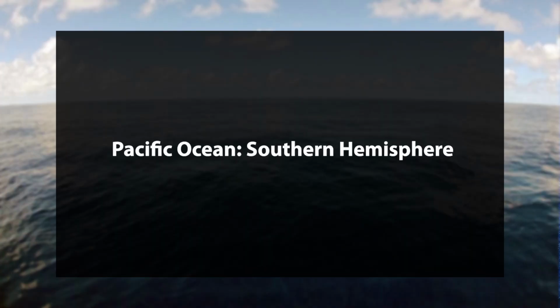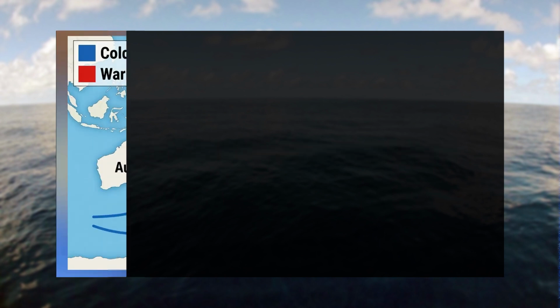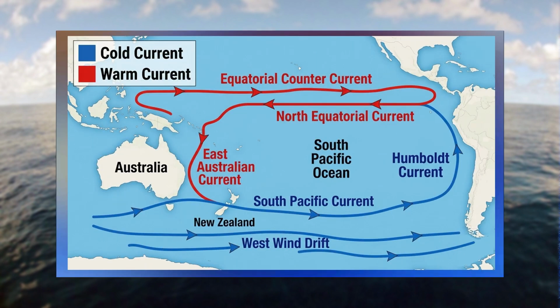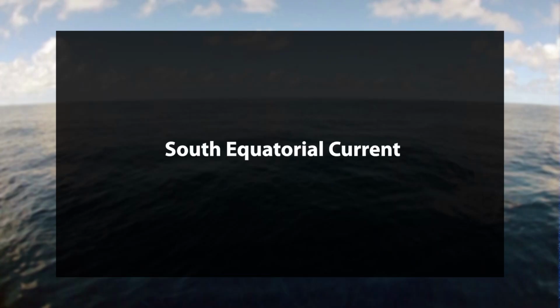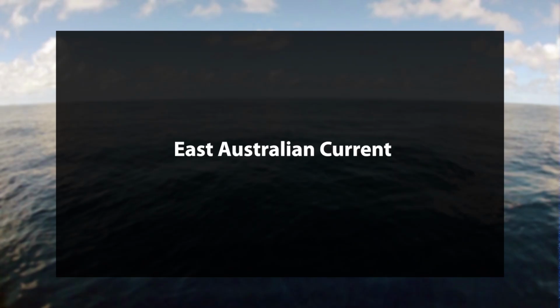Now, Pacific Ocean, Southern Hemisphere. The South Pacific current system forms a massive counterclockwise loop known as a subtropical gyre. You can trace the circuit through these stages. South Equatorial Current: driven by the winds, this water travels westward across the Pacific. East Australian Current: upon hitting the Australian coast, the water turns southward. This is a warm current.